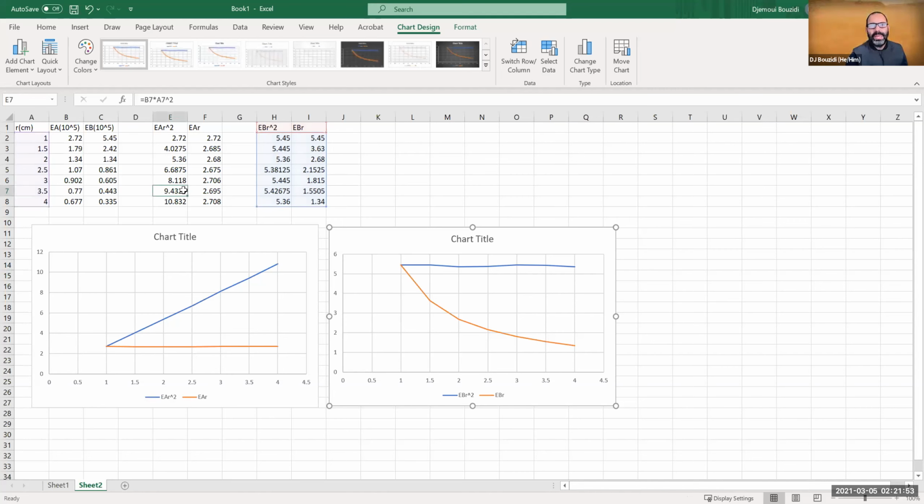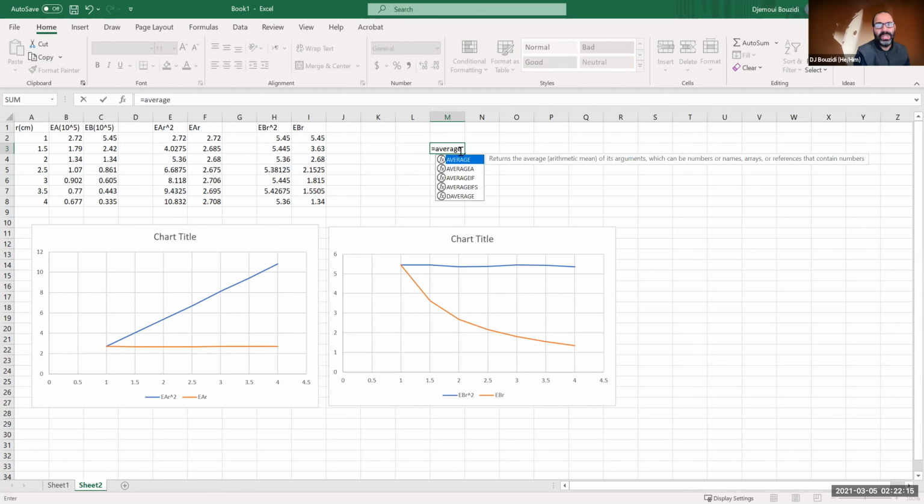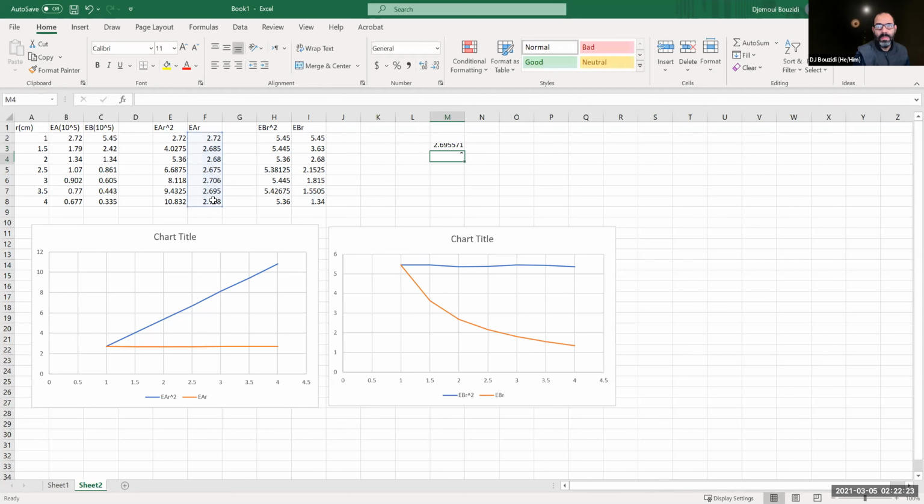So let me stop sharing again and go back to share the Excel file. Once I multiply this one by r, I got a number that is more or less constant. It's the red one, okay? This is E by R, it's this one. So I need to find that average. So that is actually lambda over 2 pi epsilon naught, okay? So that is equal to average, open parentheses, and I'm going to choose these numbers in here and hit enter. So the average is 2.69.